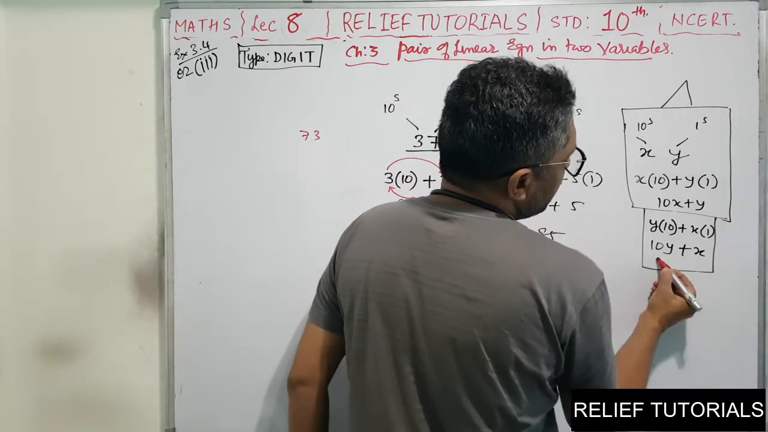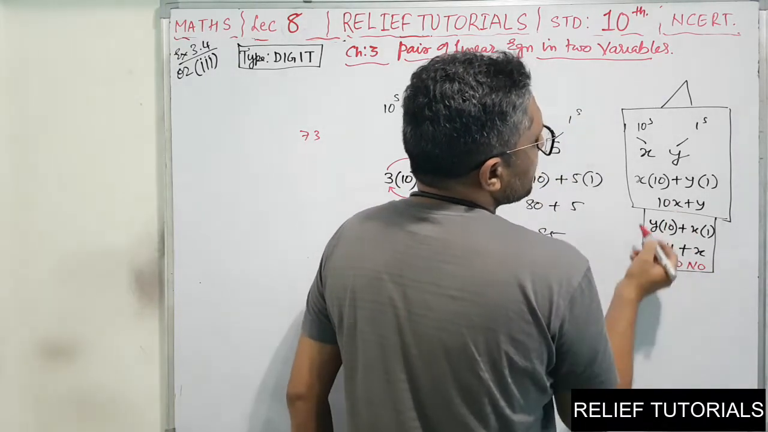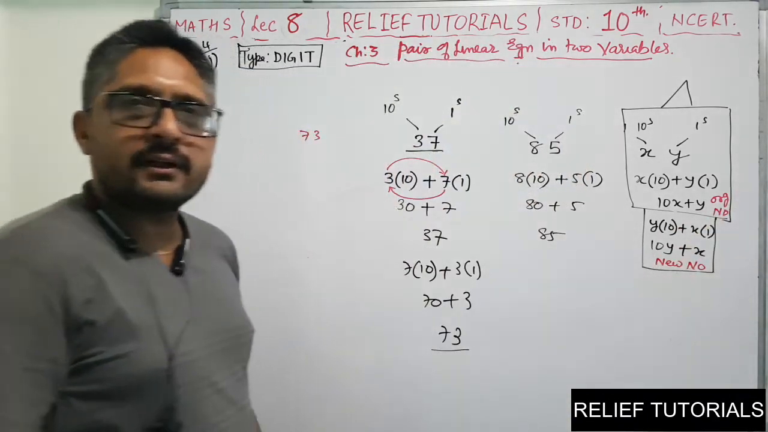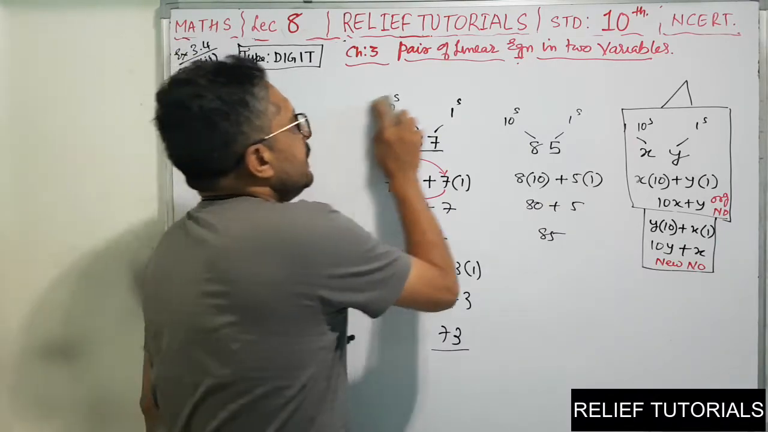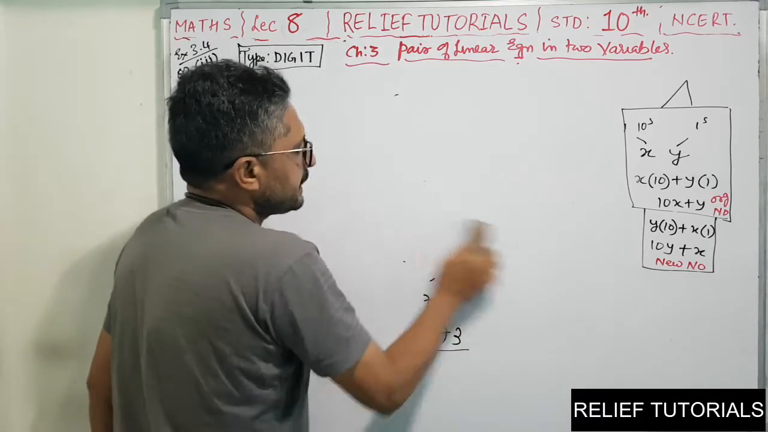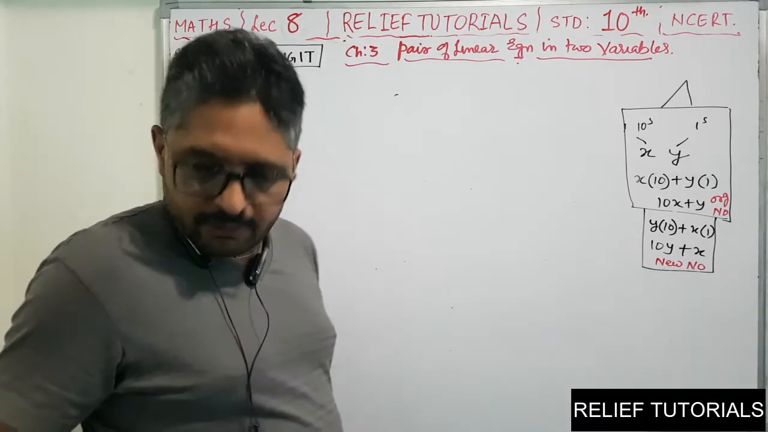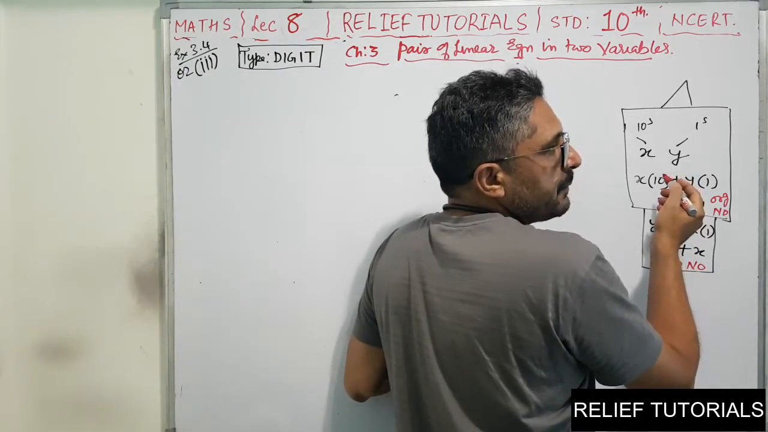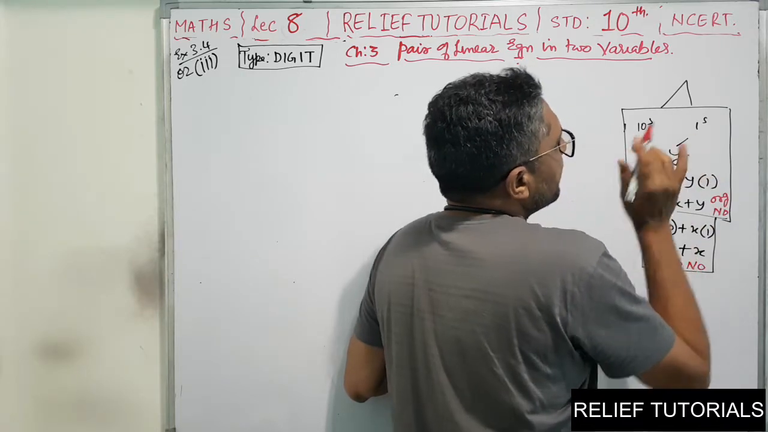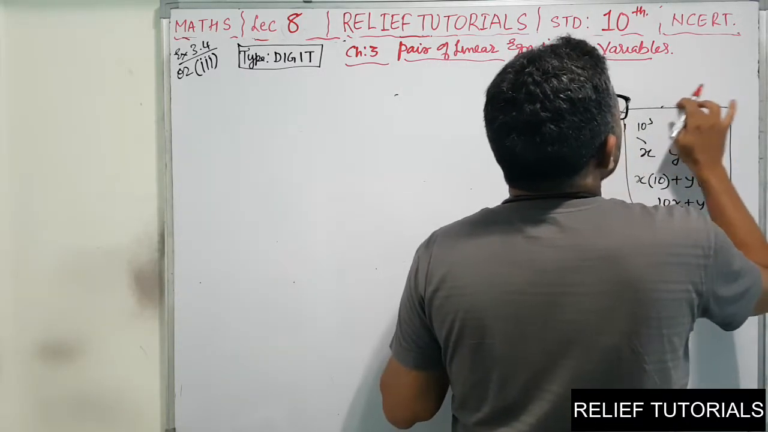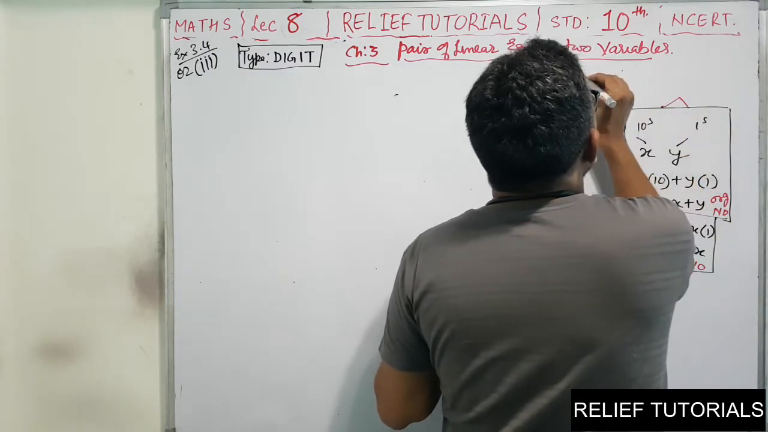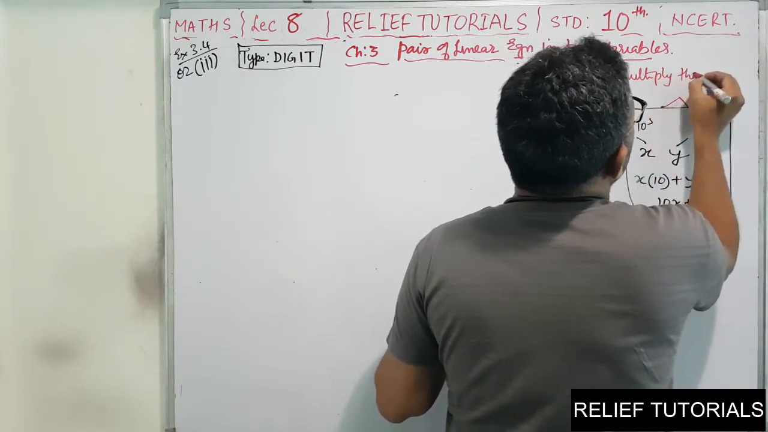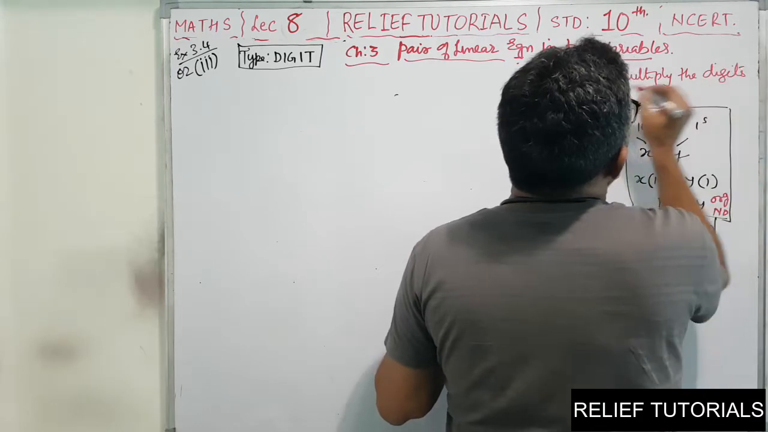This is the original number. Have you got it, friends? So nothing you have to do. If you want to obtain a two-digit number, multiply the digit with its place. What you have to do? Multiply the digit with its place and add. Clear? So notice, multiply the digits with its place.